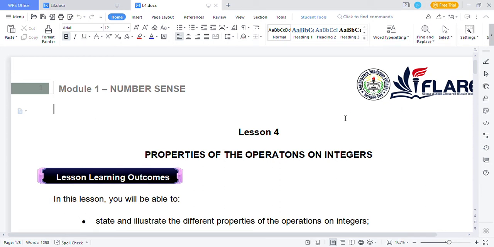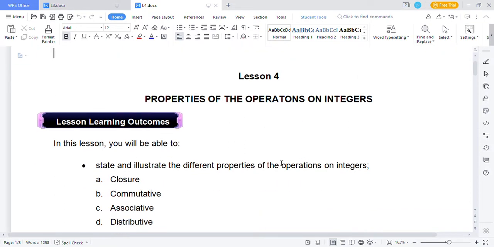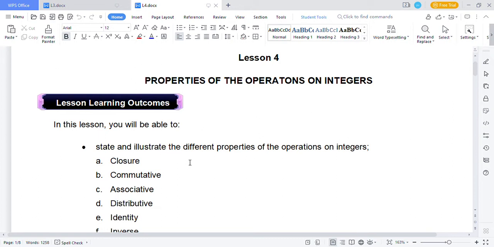So we are now in lesson 4, and this is all about the properties of the operations on integers. In this lesson, you will be able to state and illustrate the different properties of the operations on integers.